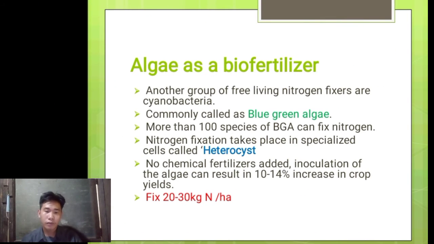Algae as a biofertilizer. Another group of free-living nitrogen fixers are cyanobacteria, commonly called blue-green algae. More than 100 species of BGA can fix nitrogen. Nitrogen fixation takes place in specialized cells called heterocysts. No chemical fertilizer added. Inoculation of the algae can result in a 10 to 14% increase in crop yield. Fixes 20 to 30 kg nitrogen per hectare.